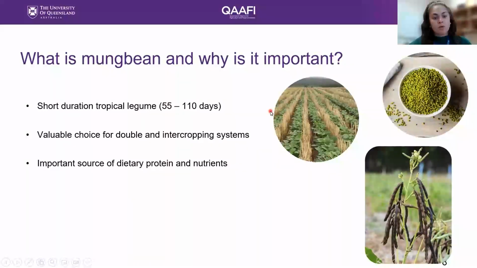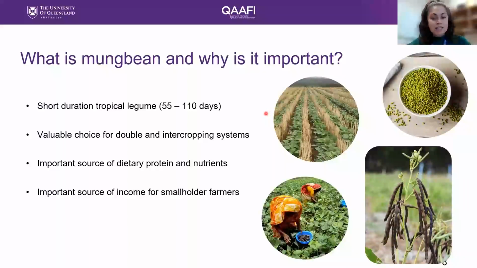And it's also an important source of dietary protein and nutrients, in particular for countries where they're mainly cereal-based diets. Mung bean provides a really nice option to supplement these diets. And lastly, mung bean is predominantly grown across Asia and Africa, and so it's a really important source of income for a lot of these smallholder farmers.